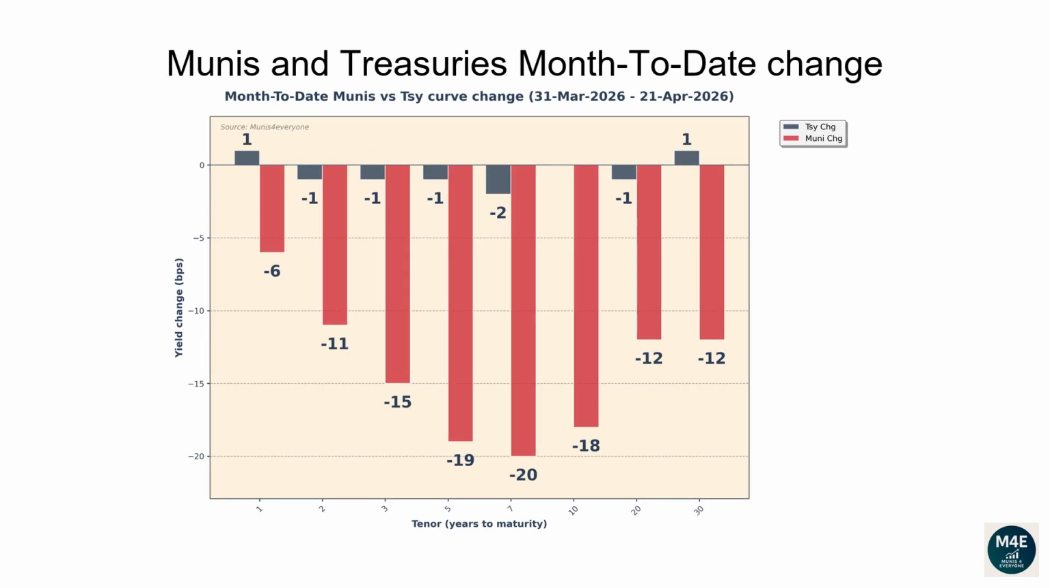This graph shows how much interest rates have changed since the end of the previous month. The current bar plot shows how munis and treasuries have changed since the end of March.